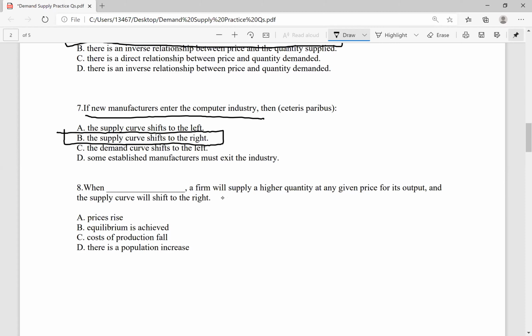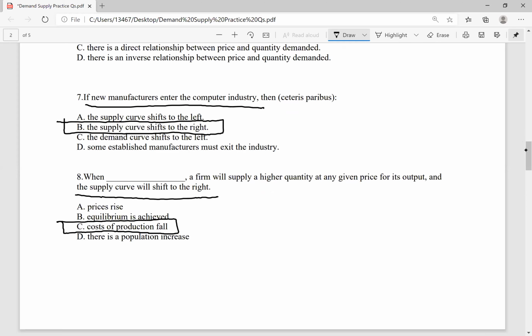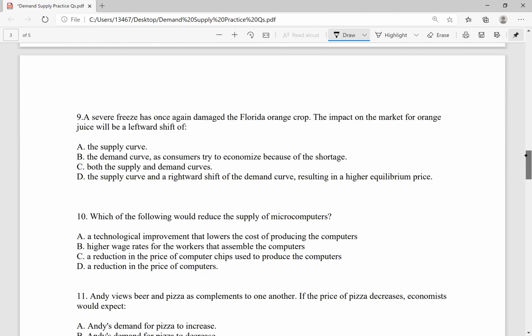Next one is asking another question regarding shift. Why will the supply curve shift to the right? My answer will be there will be a decrease in cost of production. Next one is, severe freeze has once again damaged the Florida orange crop. What is the impact of that?